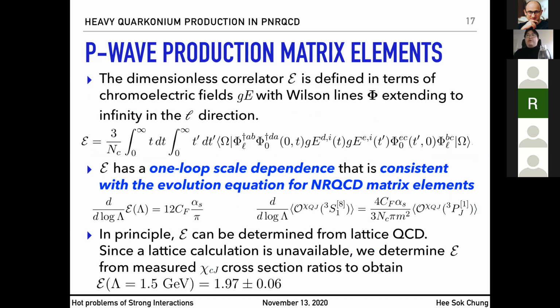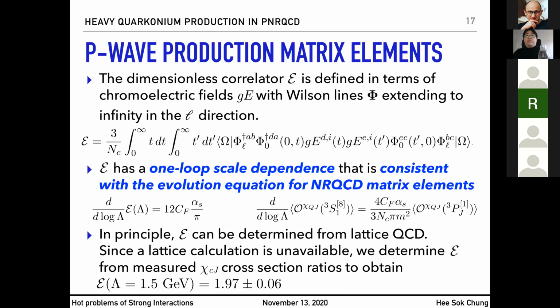So this correlator E is a dimensionless quantity defined in terms of chromoelectric fields. I write it as g times E, inserted at times t and t prime, with Wilson lines phi extending to infinity in the L direction. We first have to go to the origin in the temporal direction, then go on to infinity in the L direction. And we take the first moment of this vacuum expectation value.